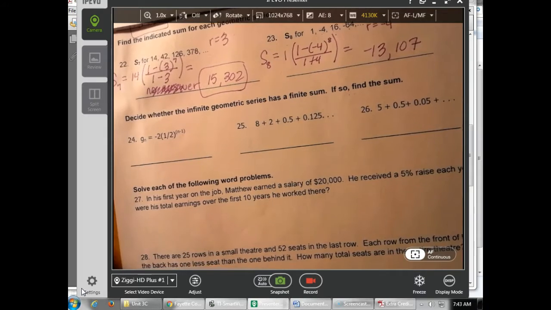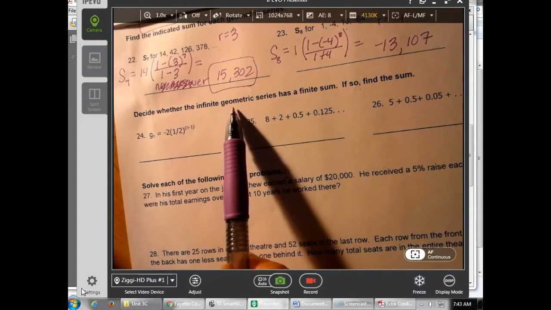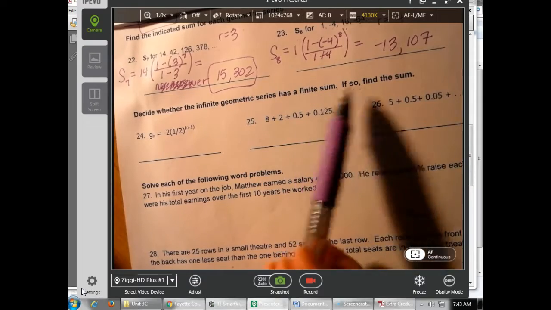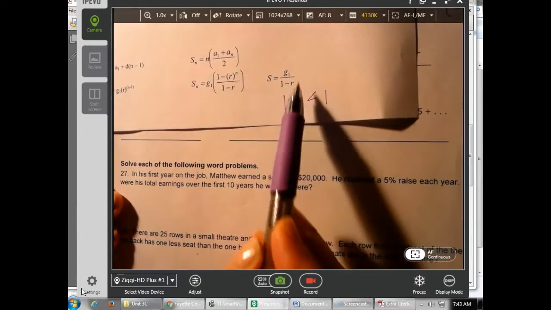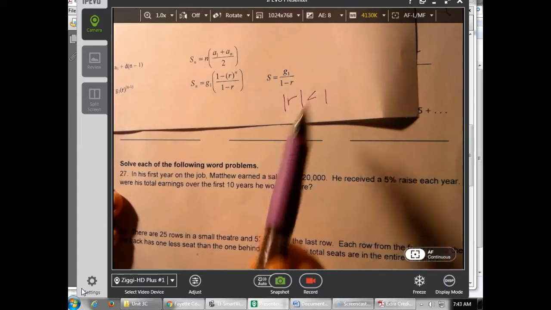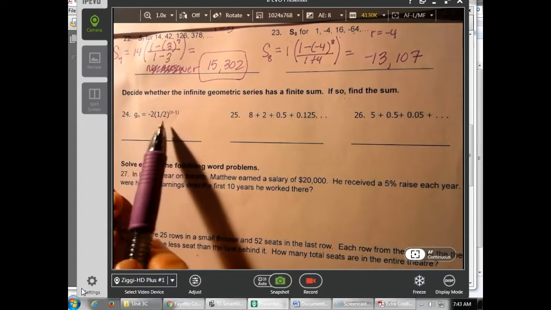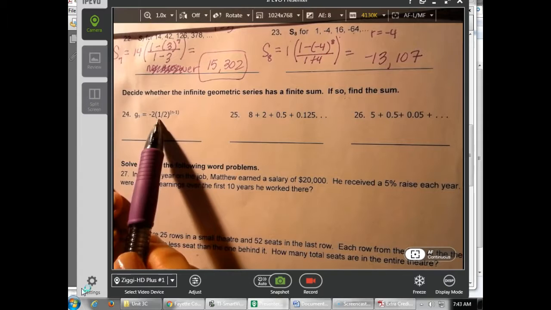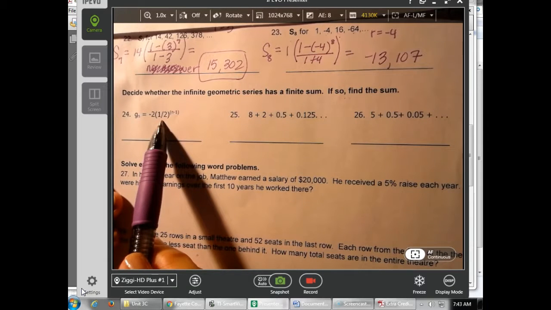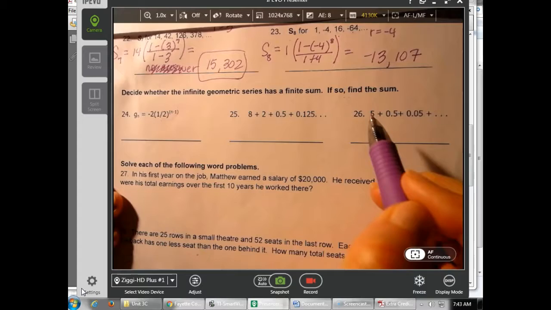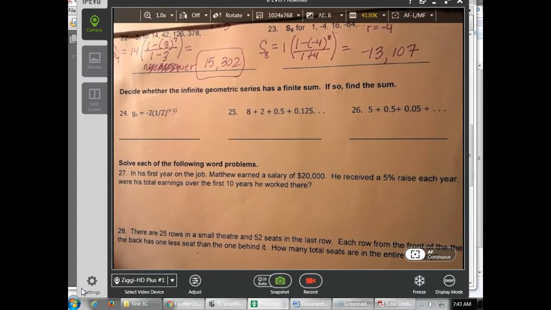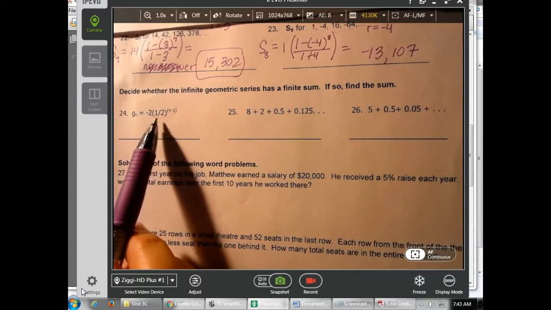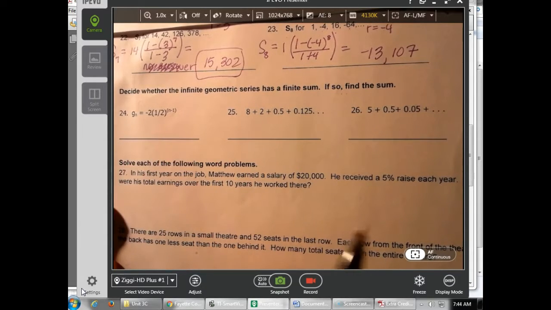All right. So moving on, decide whether the infinite geometric series has a finite sum. If so, find the sum. So basically, we're trying to figure out if we can use this formula right here, but remember the absolute value of r must be less than 1. So when I look at this one, yes, I can, because r is 1/2, so it's obviously less than 1. So if I'm summing through the infinite outcome of this sequence, it's going on and on forever, but it's okay because it's approaching 0, like I showed you graphically yesterday.